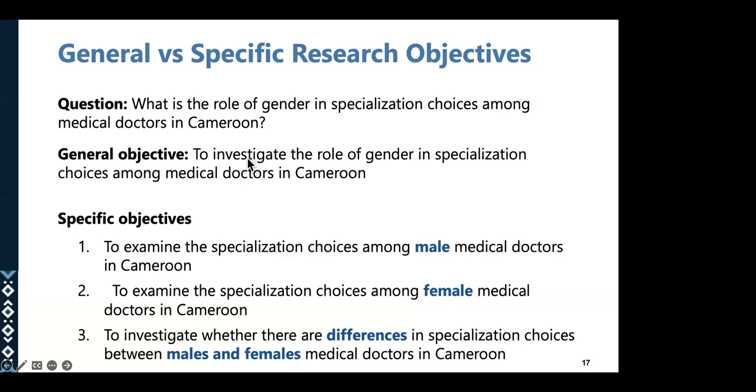Let's look at the key terms in this general objective. Gender is going to be a key term. This is our action verb here. So we can break this. The role of gender could be the role of male, the role of female, and then in the next step, we compare. So we can start by saying, okay, we will investigate specialization choices among male medical doctors. We will seek to understand that. And then we'll seek to understand among females. And then now we will compare male and females. That makes a breakdown of your general objective.